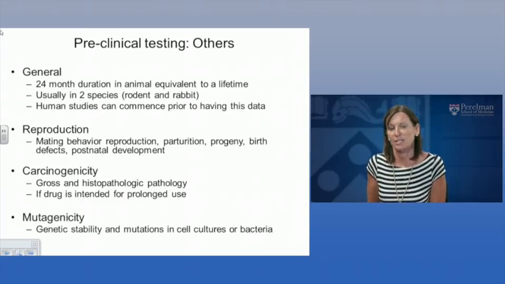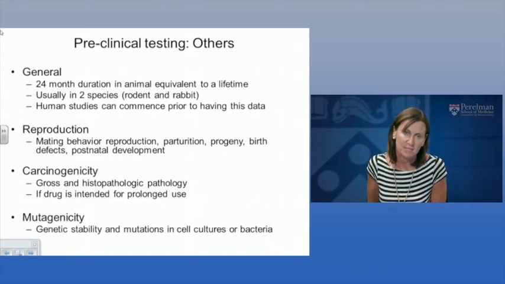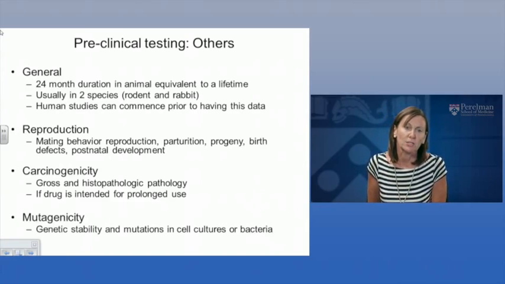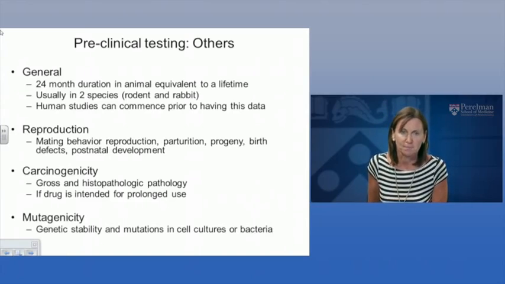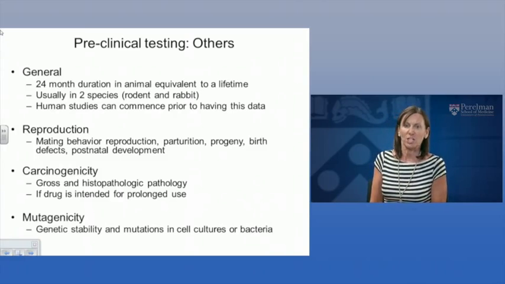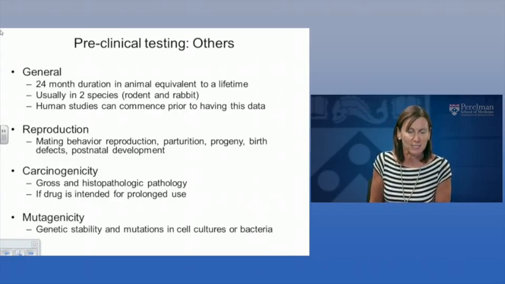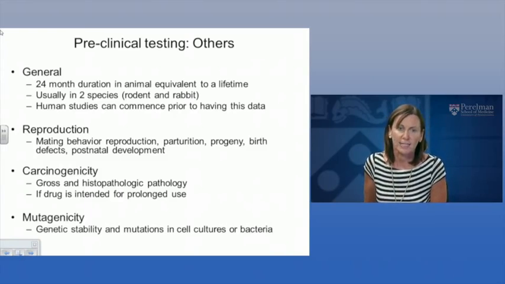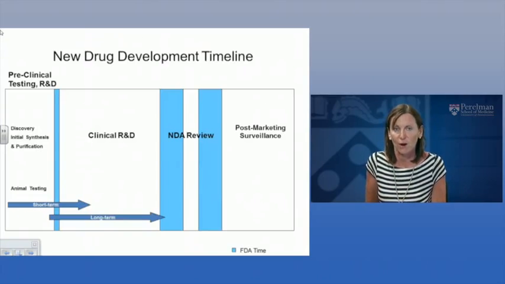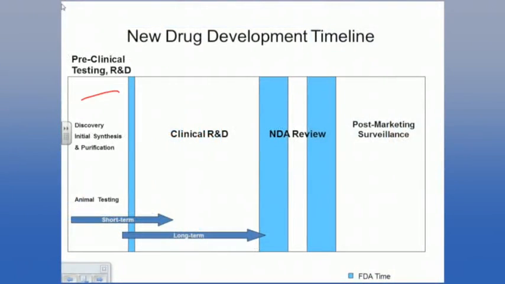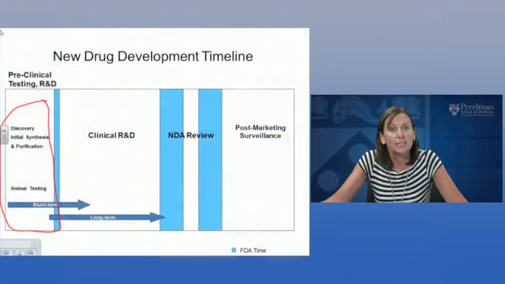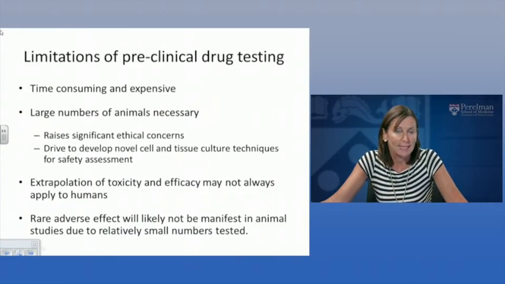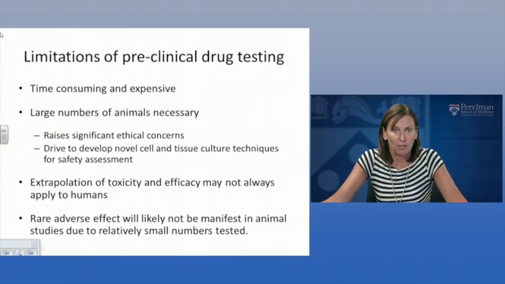And then finally, mutagenicity. This tries to get at the point of genetic stability. And here there is an effort to try and identify mutations in either cell cultures or bacteria model systems to try and extrapolate the potential of mutagenicity in humans should it get that far. So in this particular slide, you can see that you have completed all of these 2 phases of testing. And the entire process for which that actually takes place can be variable.